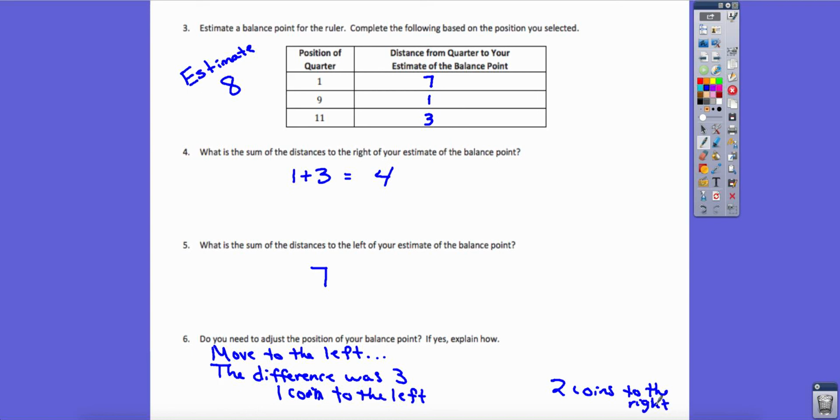So if I move this 1 inch to the left, this 1 coin on the left changes 1 inch. But the 2 coins on the right also change by 1 inch each for a total of 3. And so I know that if I move it from an estimate of 8 one inch to the left to 7, then it will be in balance. So the balance point should be at 7 inches, because then the total weight is the same from the balance point to any of the coins on either side.